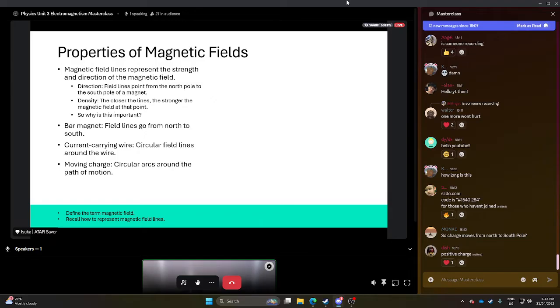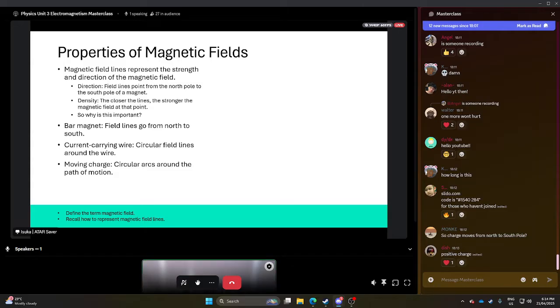Obviously in chemistry it means something else, grams per volume or something like that, right? But in here it's the number of lines per area. So if you have closer lines together, that means you have more lines per unit area, therefore higher density, therefore higher strength of magnetic field.